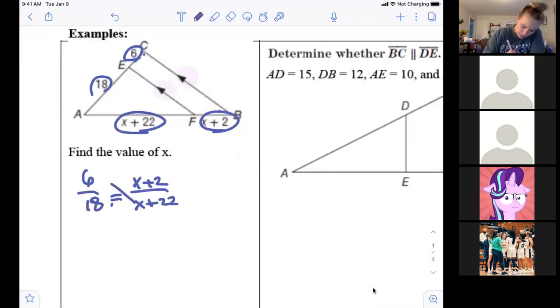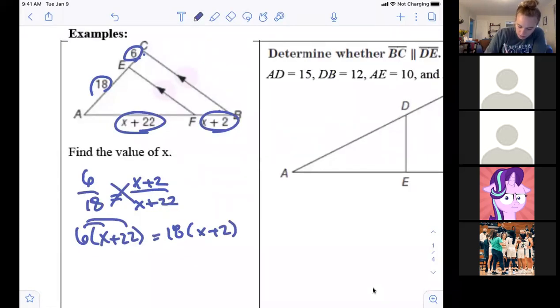I need to cross multiply. I've got 6 times x plus 22, 18 times x plus 2. I'm going to distribute: 6x plus 132, I believe, equals 18x plus 36.